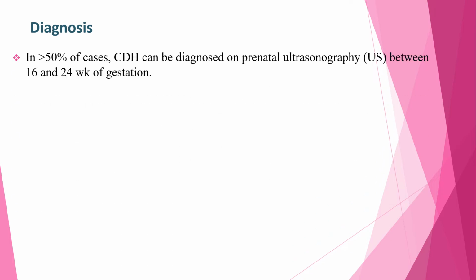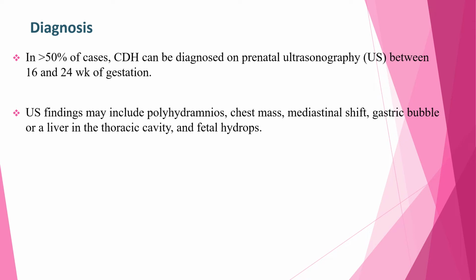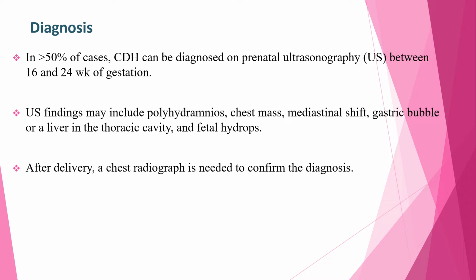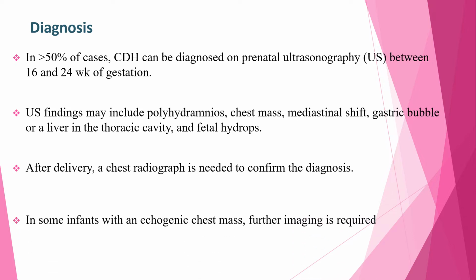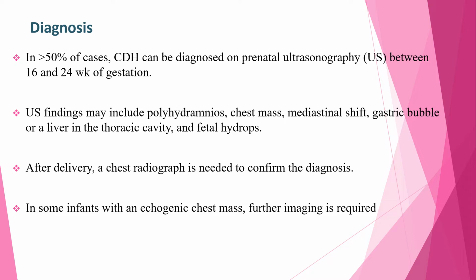When we see the diagnosis, in more than 50% of cases, congenital diaphragmatic hernia can be diagnosed on prenatal ultrasonography between 16 to 24 weeks of gestation. Ultrasound findings may include polyhydramnios, chest mass, mediastinal shift, gastric bubble, or liver in the thoracic cavity, and the fetal herniated organs. After delivery, a chest radiograph is needed to confirm the diagnosis. In some infants with an anechogenic chest mass, further imaging is also required.